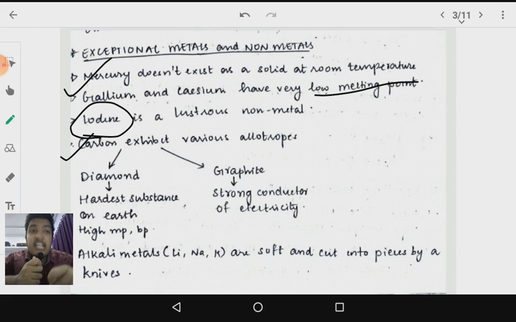Similarly, graphite is a strong conductor of electricity despite being made of a non-metal. We have studied that non-metals are poor conductors of electricity, but an allotrope of carbon, that is graphite, is a very strong conductor of electricity. Now we have studied that metals are very hard, but there also we have an exception, that is alkali metals: lithium, sodium, potassium, rubidium, etc. These are very soft and hence they can be cut into pieces using a simple knife.